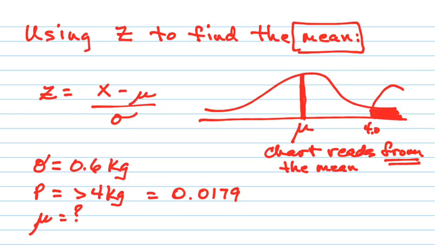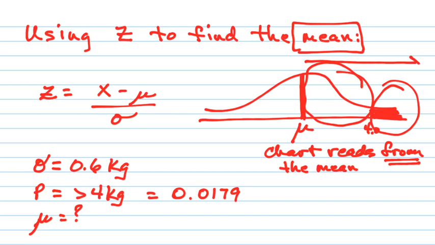So does my chart read this bit? Nope. My chart reads this bit up to that point. So the chart only reads in one direction, above or below the mean. But we know some information about this. From the mean over is how much of the value? 50%, which as a decimal is 0.5.